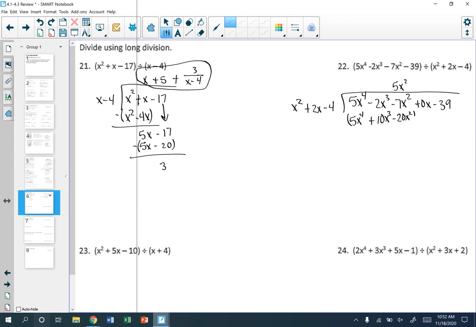I'm going to subtract all that. That's a 0. This turns into negative 12x cubed. And then since this will be a positive 20, I get 13x squared. I bring down my 0x.